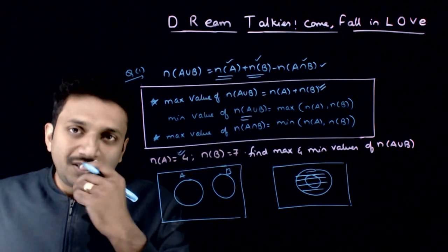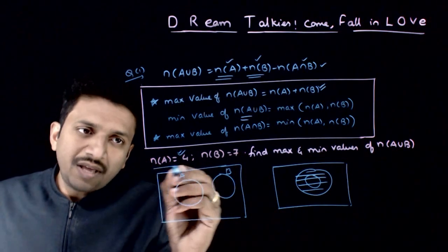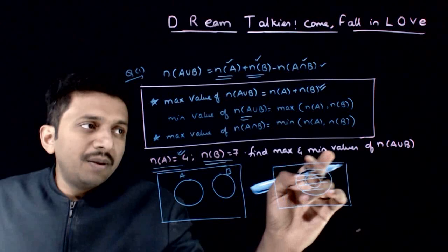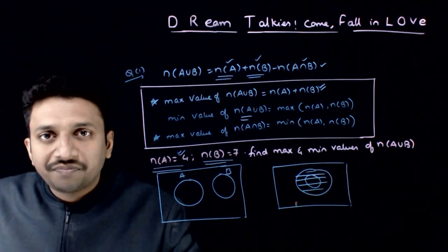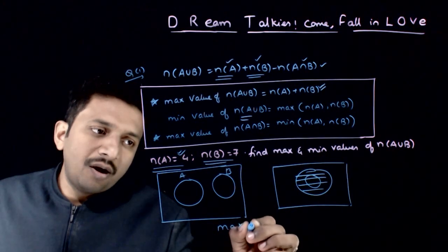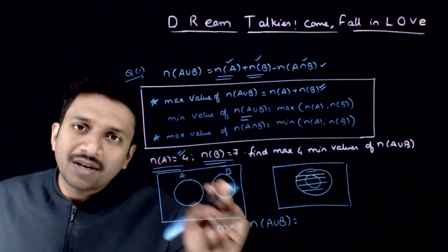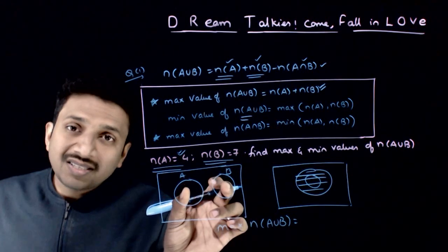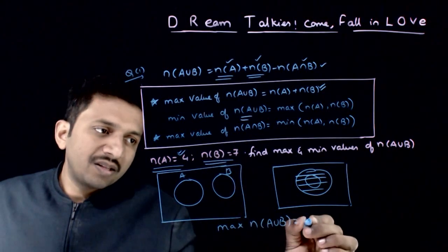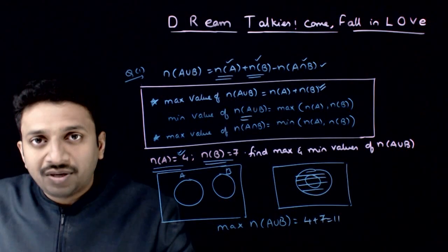Once we have these 3 formulas, these are very useful formulas. So let us take this question. n of A is given as 4, n of B is given as 7. What is the maximum and minimum value of n of A union B? So the maximum value of n of A union B is nothing but n of A plus n of B. This happens when the sets are disjoint. So you have 4 plus 7 is equal to 11. That's the maximum value of n of A union B.